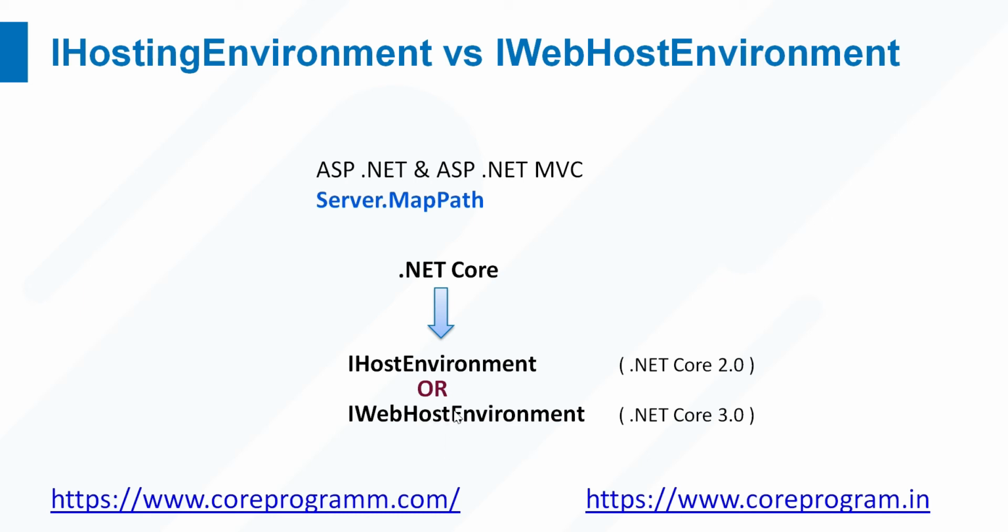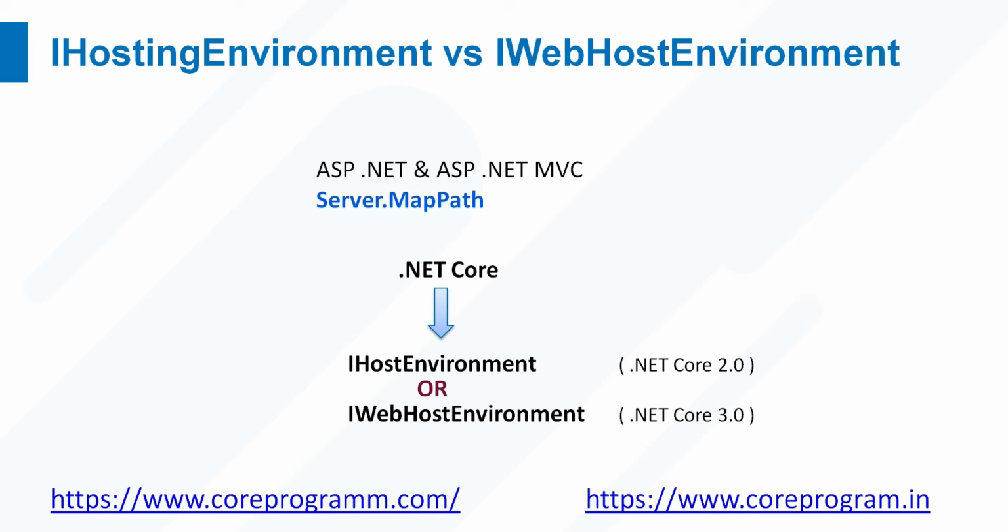Both these interfaces are basically used to get the web root path. Web root path means the path of the wwwroot folder where all the static files are stored. The other is the content root path of the root folder, which contains all application files. Using this, you can get all the application files in the root folder. Both IHostingEnvironment and IWebHostEnvironment belong to the Microsoft.AspNetCore.Hosting namespace.